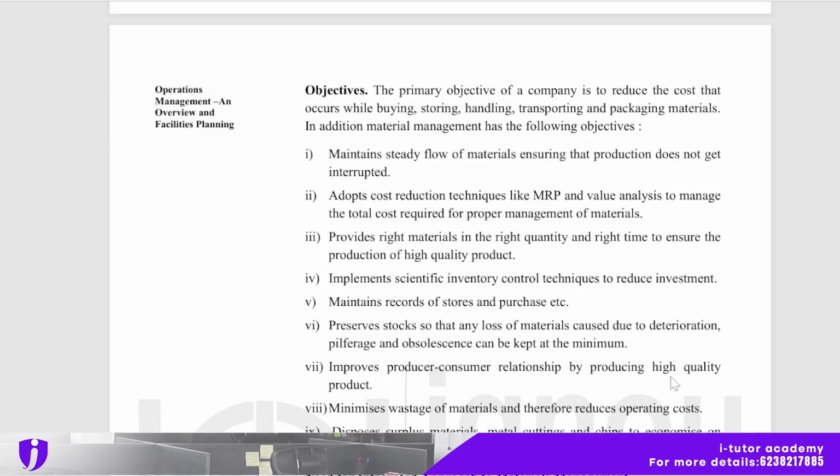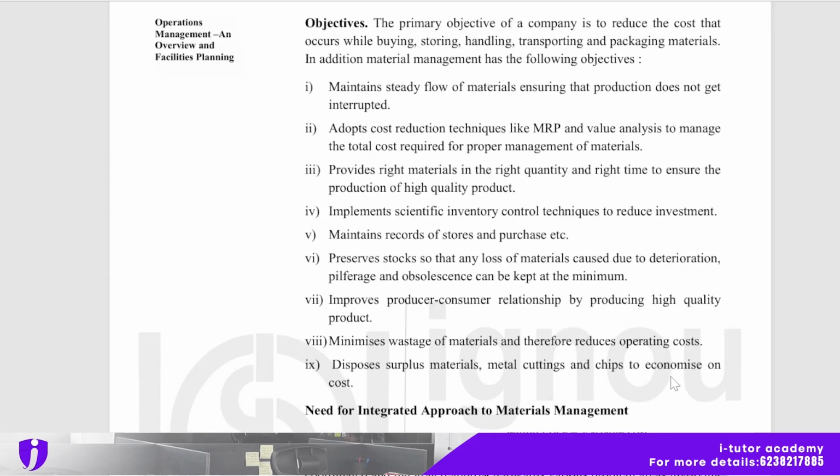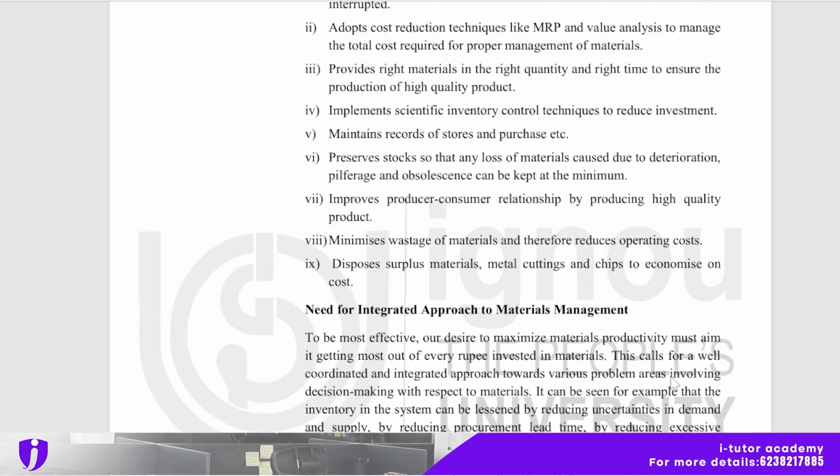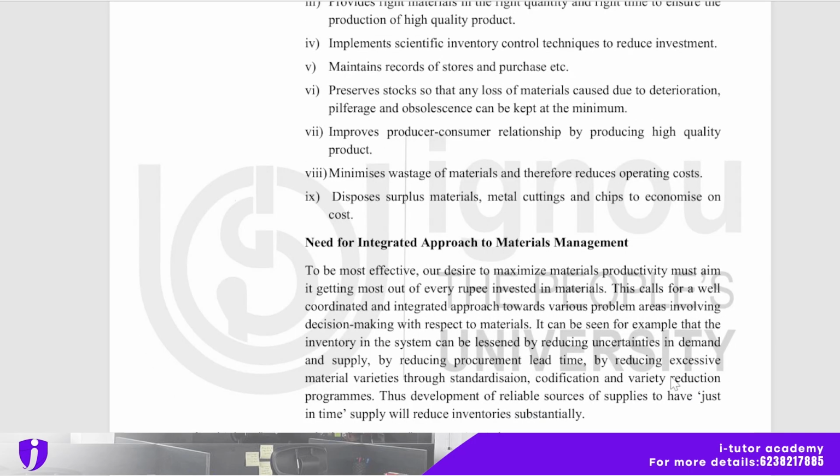In addition, material management has the following objectives: maintain a steady flow of materials, ensuring that production does not get interrupted; adopt cost reduction techniques like MRP and value analysis to manage the total cost required for proper management of materials; provide the right material in the right quality and at the right time to ensure the production of a high quality product; implement scientific inventory control techniques to reduce investment; and maintain records of the store and purchase, etc.